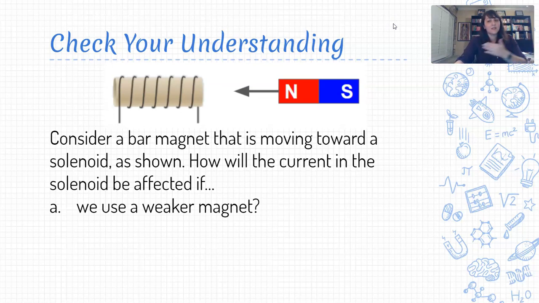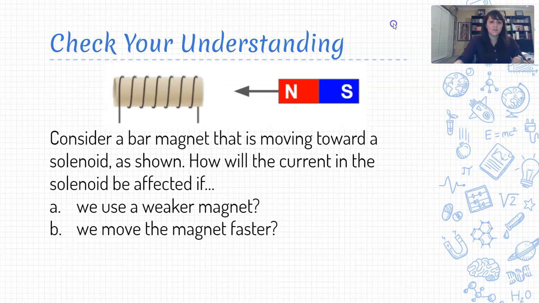Well, weaker magnet means that as we're moving our magnet towards it, there's not as big of a change in the magnetic field. So weaker magnet's going to mean less induced current. What if we were to move the magnet faster? Well, faster movement for the magnet means a more rapid, dramatic change in the magnetic field through the solenoid. So faster moving magnet means a bigger current that's being induced.